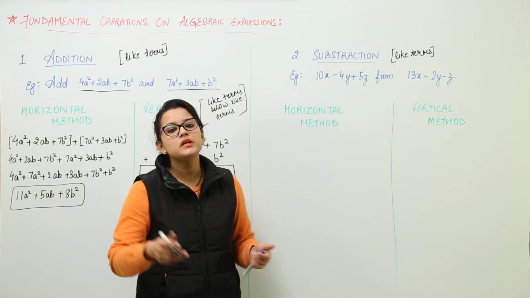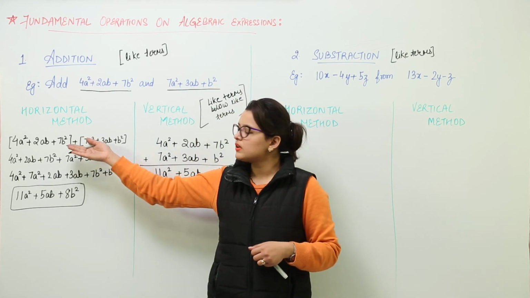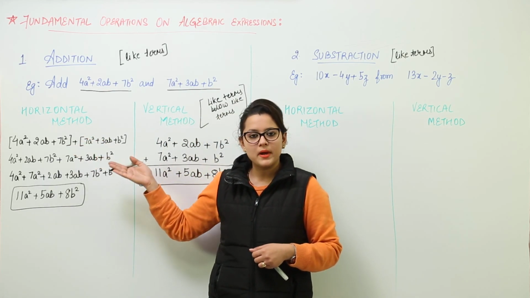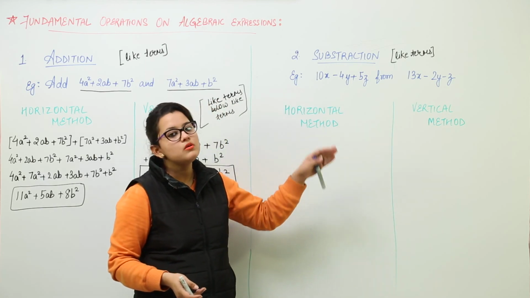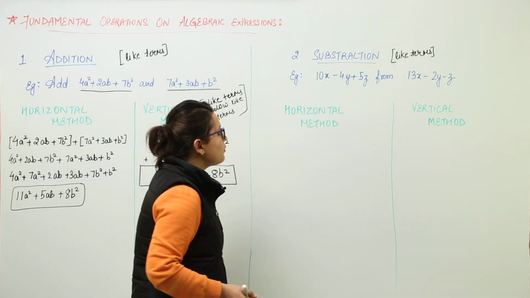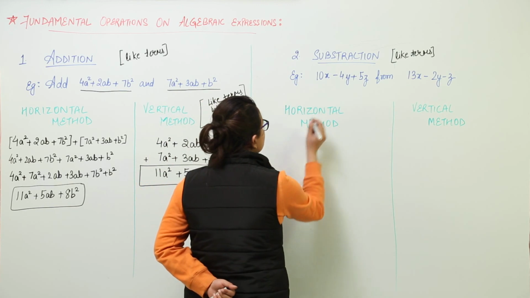The horizontal would be similar to this one, that is, you are going to write it in a horizontal format, and the vertical is going to be in a vertical format. So let us start one by one. The first one is the horizontal method.